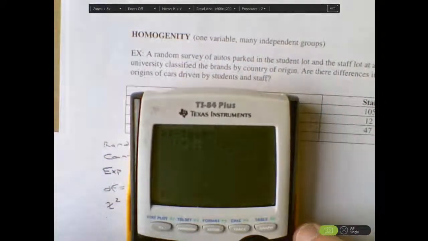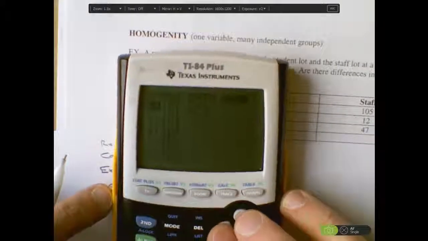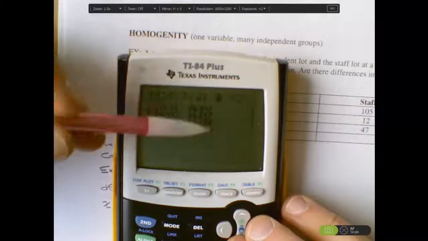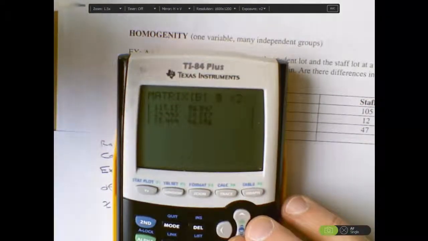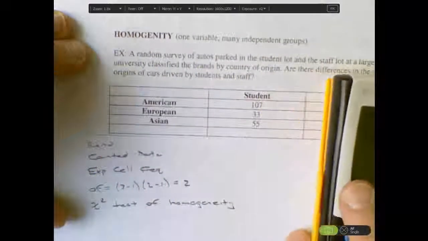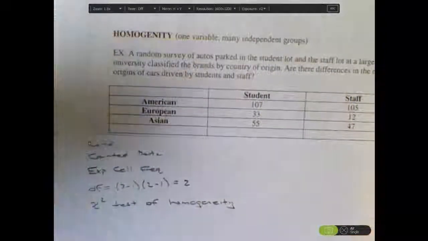I want to check out matrix B. So going to matrix B, edit. These are my expected counts. I need to confirm that these are greater than or equal to 5, and they are. So I would need to write these on the table and communicate to my AP reader. I'm going to show you the mechanics now.